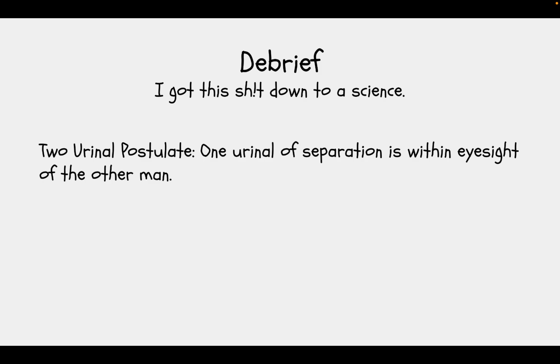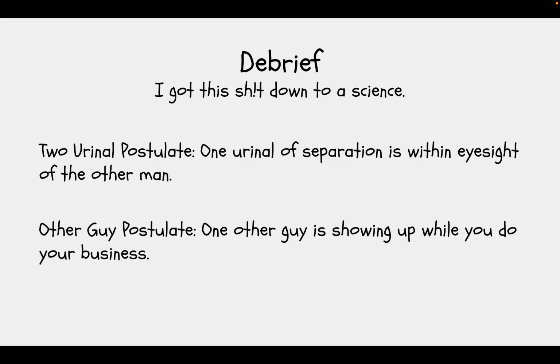So, one of the postulates that we're going to go off of is the 2 urinal postulate, which is saying that you want to avoid having one urinal of separation between another guy. I'll explain what that really means later. And we also have the other guy postulate that whenever you're doing your business, another guy is coming in.